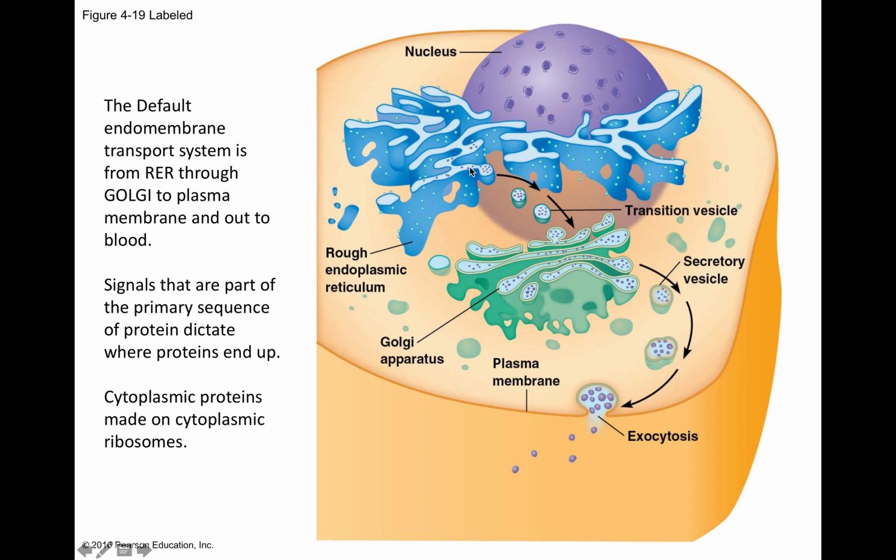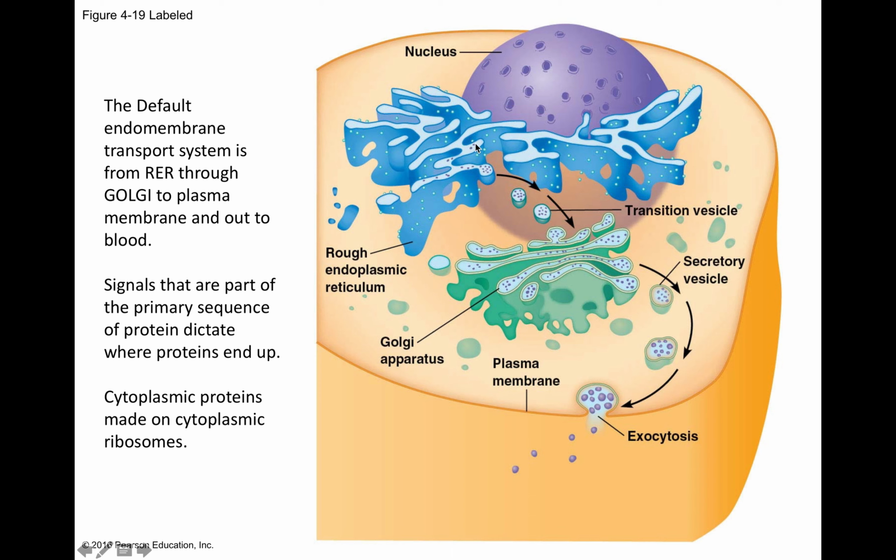It would be packaged into a vesicle. That vesicle would fuse with the cis face of the Golgi apparatus. It would be modified or not, and then it would be repackaged into a vesicle, fused with a medial face, and then eventually the trans face of the Golgi apparatus, moving toward the plasma membrane, and eventually packaged into a secretory vesicle, which would then fuse with the plasma membrane and be exported outside the cell.